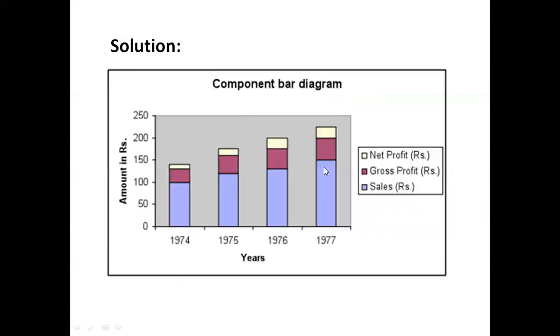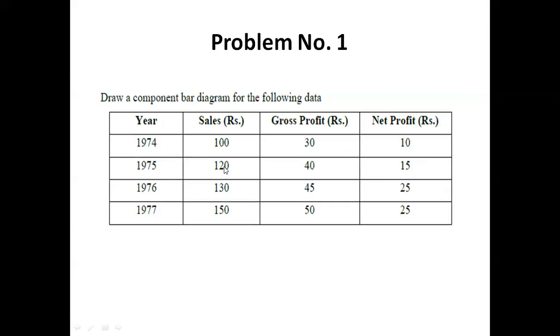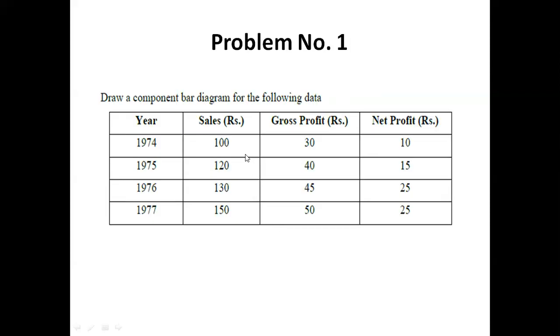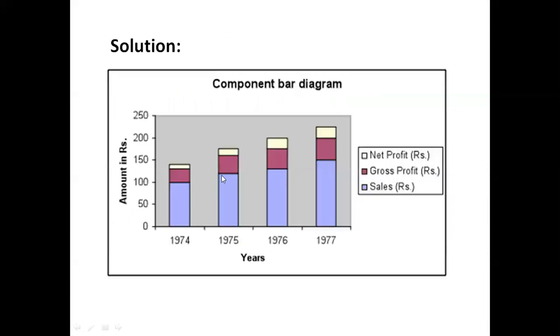See here, this is the component. This is the first one. What is the height of that bar? The total length of the bar is 130. So 130 is shown here. See, this is 130. So 50, 100, 150. Always show the years on the x-axis only. Time should be shown on the x-axis. So the years are shown here and the amount is shown here.